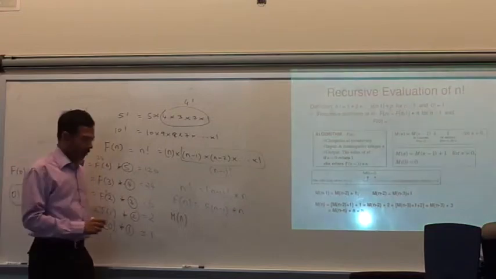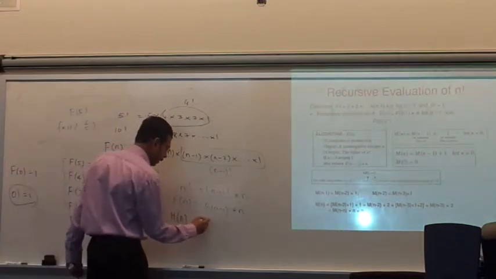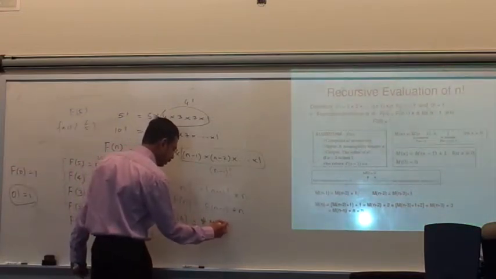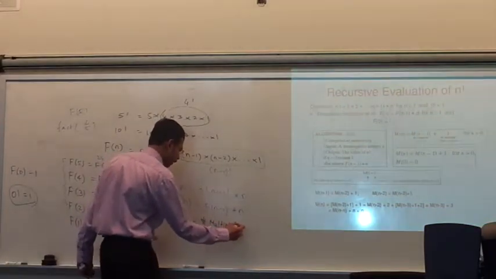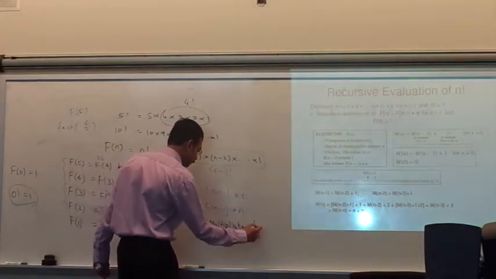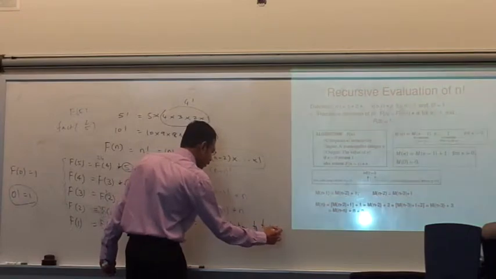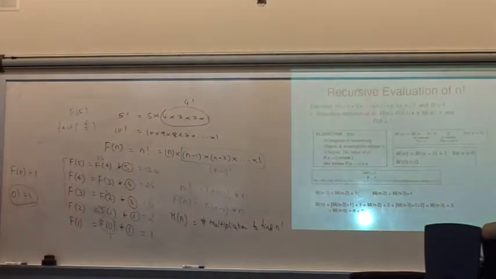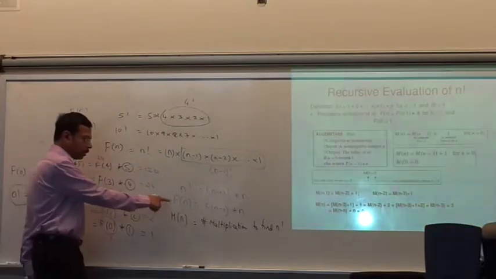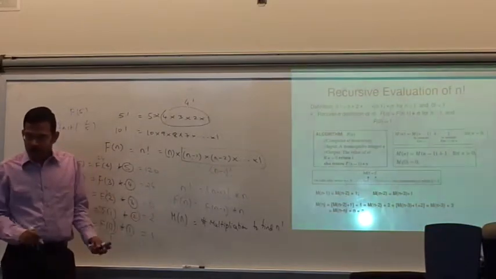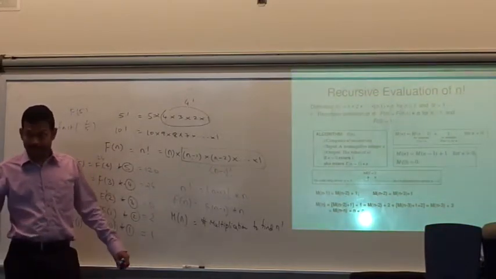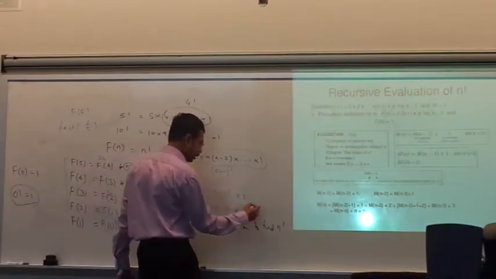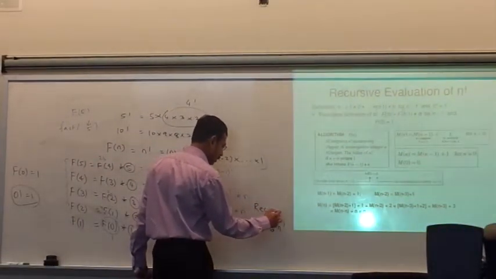Okay? That's what it means. So m of n means the number of multiplications to find n factorial. If I want to find n factorial, f of n, how many multiplications do I do? That's indicated by m of n. So m of n, based on this recursive equation, you shall see, is the recurrence relation, that's what we call it. Have you heard of this terminology? This is called the recurrence relation.